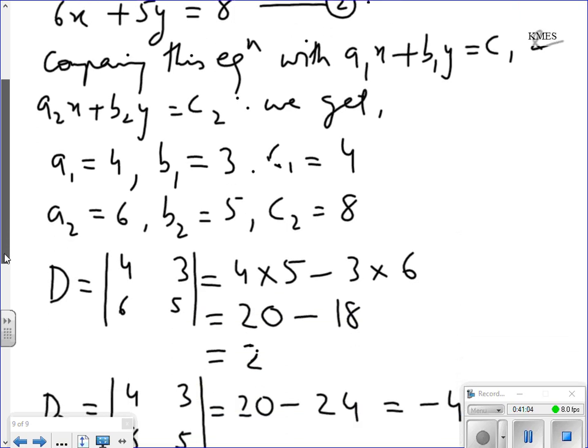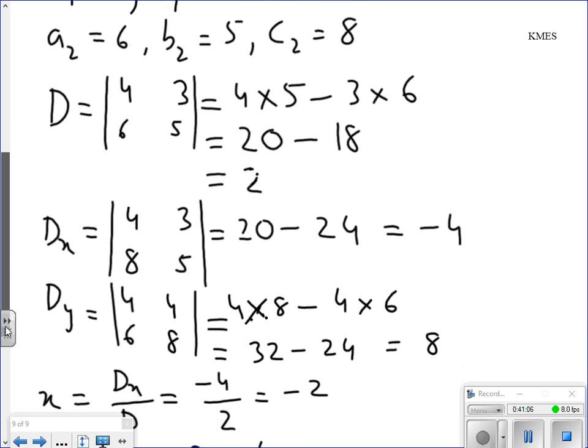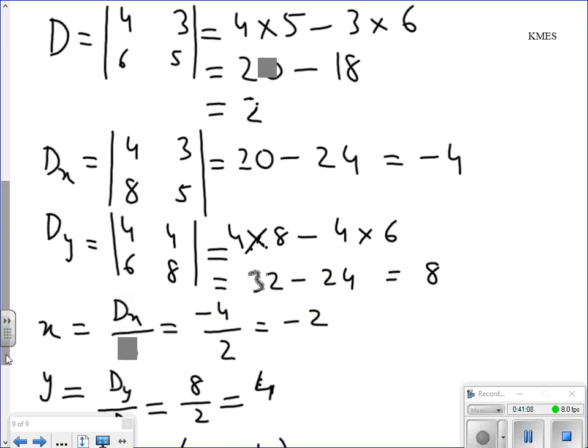Moving ahead. Finding the values of d, dx and dy. And then finding the value of x and y. You can again pause the video here to complete it, and better try to complete it on your own instead of looking at the screen and writing it down. If you find it difficult, you can look at the screen and you can write it down, but for the time being, try to complete on your own. Pause the video.